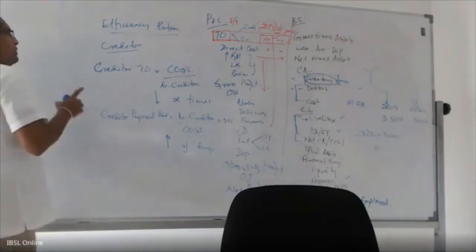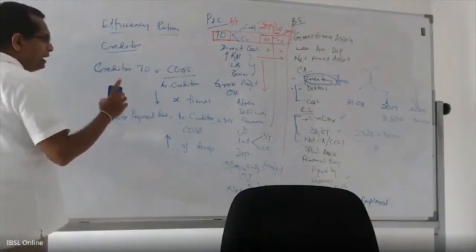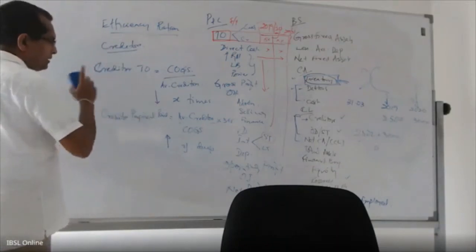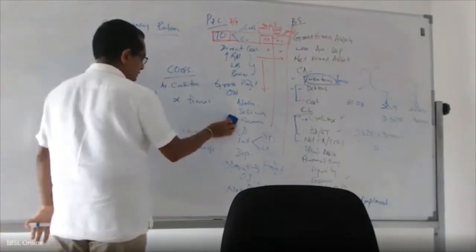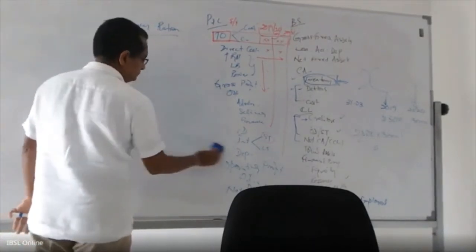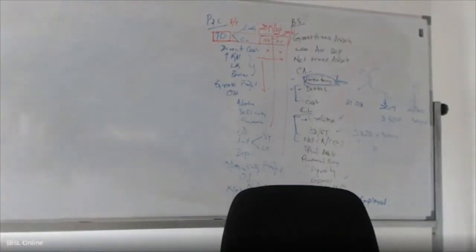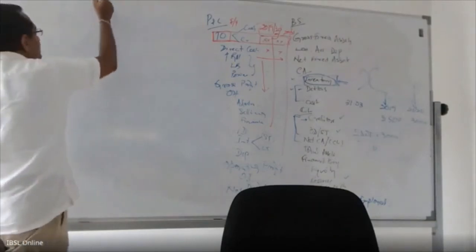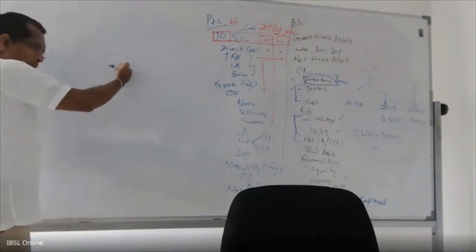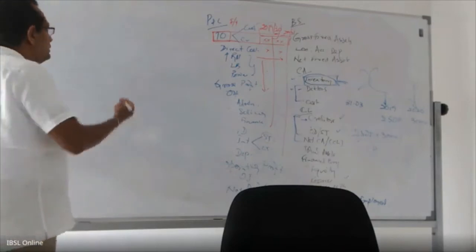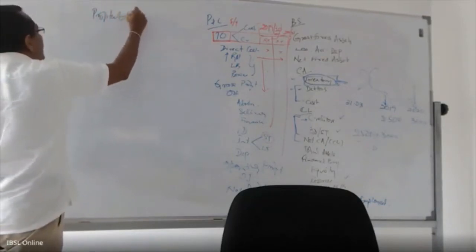So these are the three efficiency ratios we will be discussing: inventory turnover period, debtor turnover period, and creditor payment period. Then we have profitability ratios. First one was liquidity ratios. Under liquidity ratios, we discussed the current ratio, quick ratio, and the few efficiency ratios. Then we will discuss the profitability ratios.